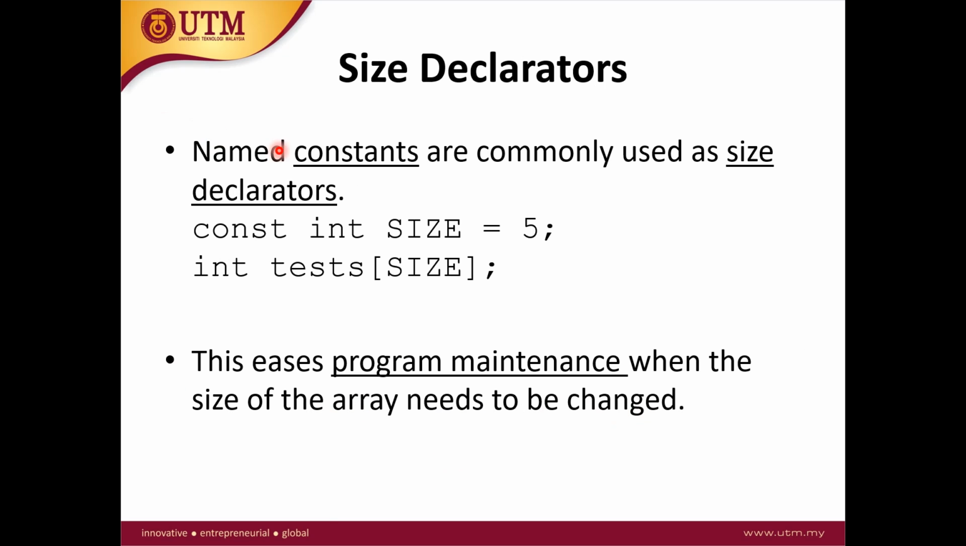So how to define the size? Mostly the size of the array is going to be specified by constants. For example, const int SIZE = 5 and int test[SIZE], so the size is going to be 5. Why? Because this makes program maintenance easier when the size of the array is going to be changed. We just change this value, and the size of the array is going to be changed.